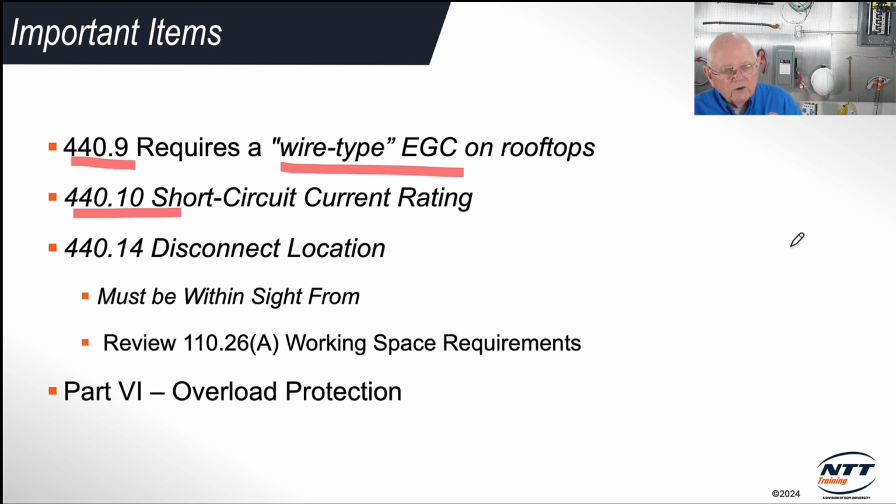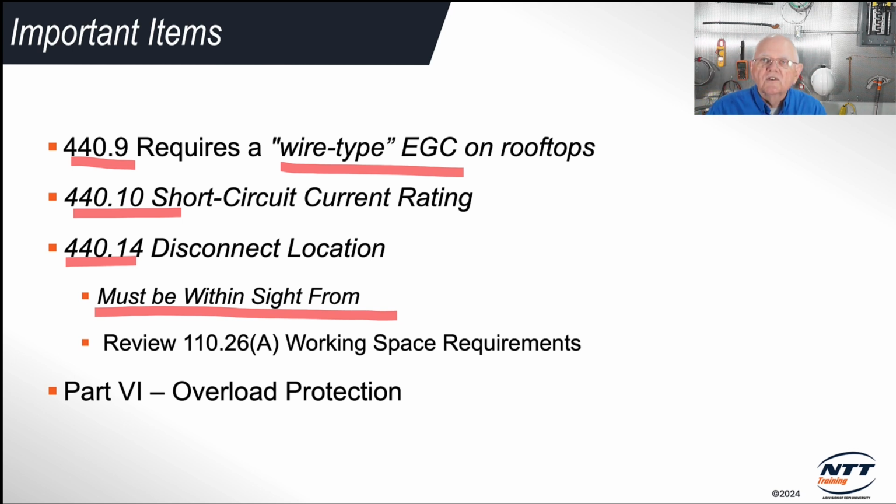The disconnect location must be within sight from, just like everything else, within 50 feet and visible from the equipment that we're operating. So if we put that disconnect on the wall, right behind the condenser unit, we're in good shape. We can't use that circuit breaker that's in the panel board, back in the utility room or garage or somewhere, wherever it is, because we can't see it. It's not within sight from the equipment.